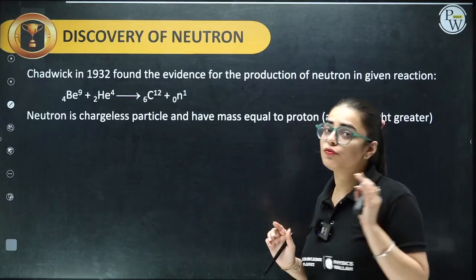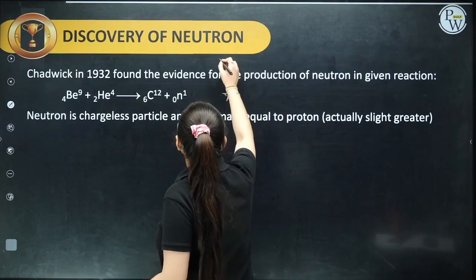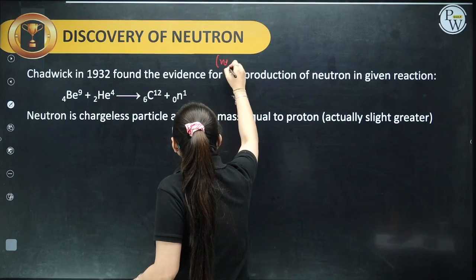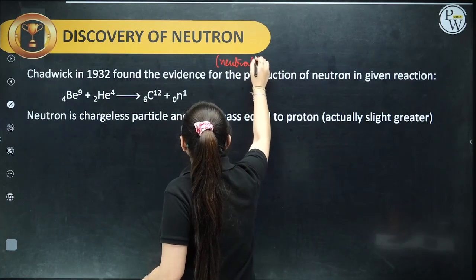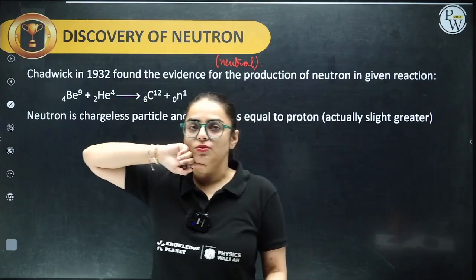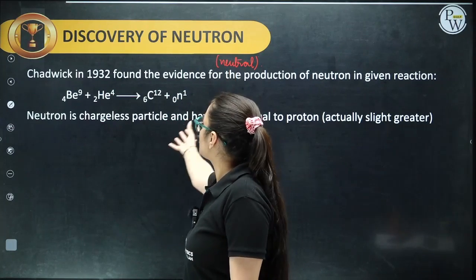Now comes the discovery of neutron. Now see, neutron, students, you very well know, has no charge. It is neutral in nature. It has no charge. But yes, its mass is equal to the mass of hydrogen atom. So now see, how is neutron discovered?